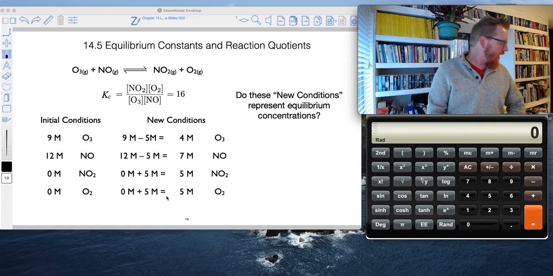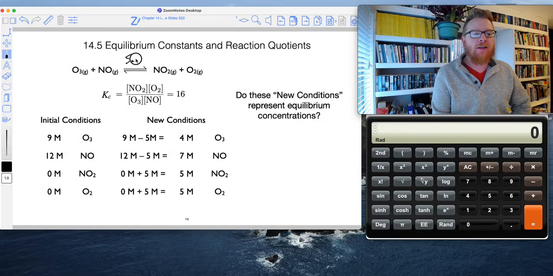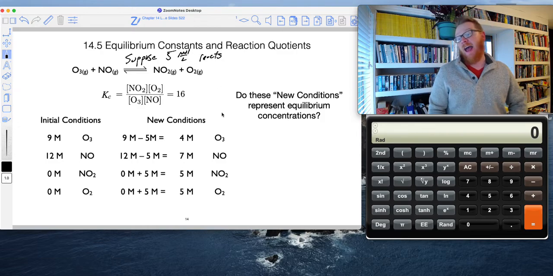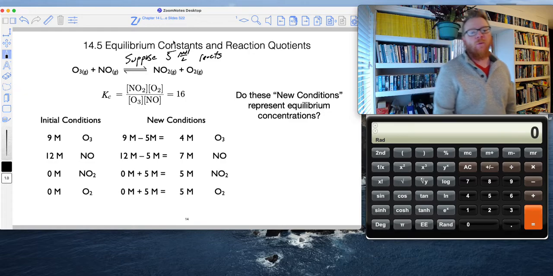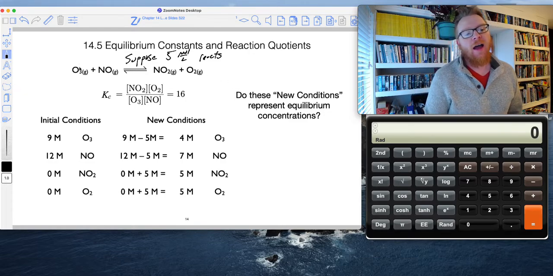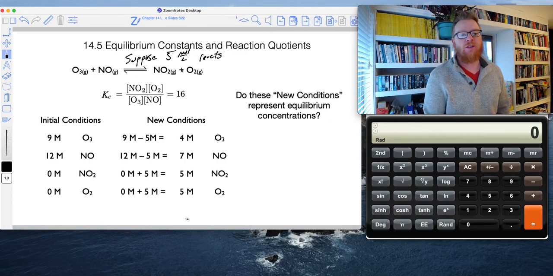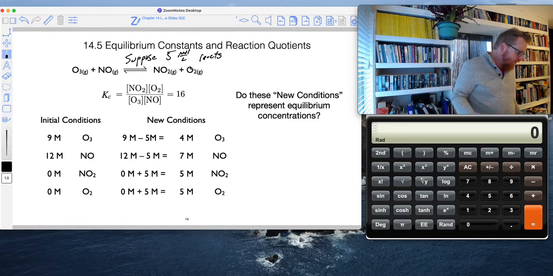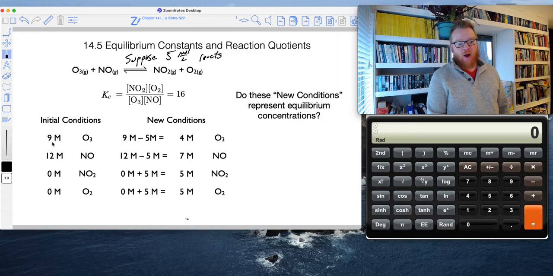Okay, so now let's say, suppose 5 mole per liter reacts. And when we say 5 mole per liter of what? Well, it would be of everything, because if you look at our balanced reaction, it's a 1 to 1 to 1 to 1 ratio.